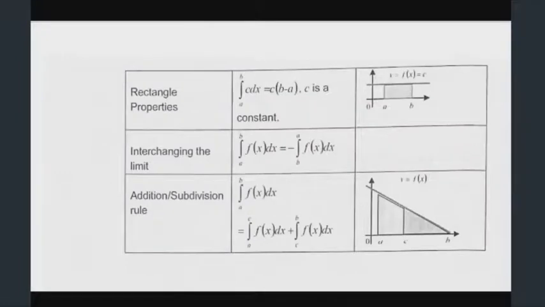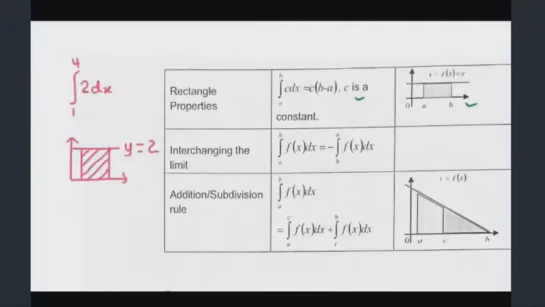Then we have the rectangle properties. So the rectangle property is represented by this formula and then this graph. So for example, the integral of 2 dx from 1 to 4. So this integral can be represented by the line y equals 2 from 1 to 4. So that's why we call this the rectangle property.